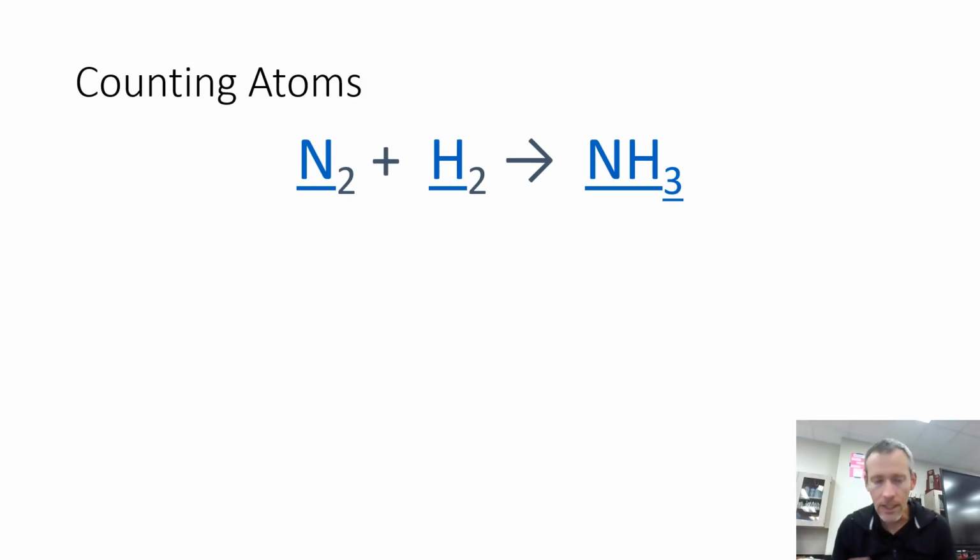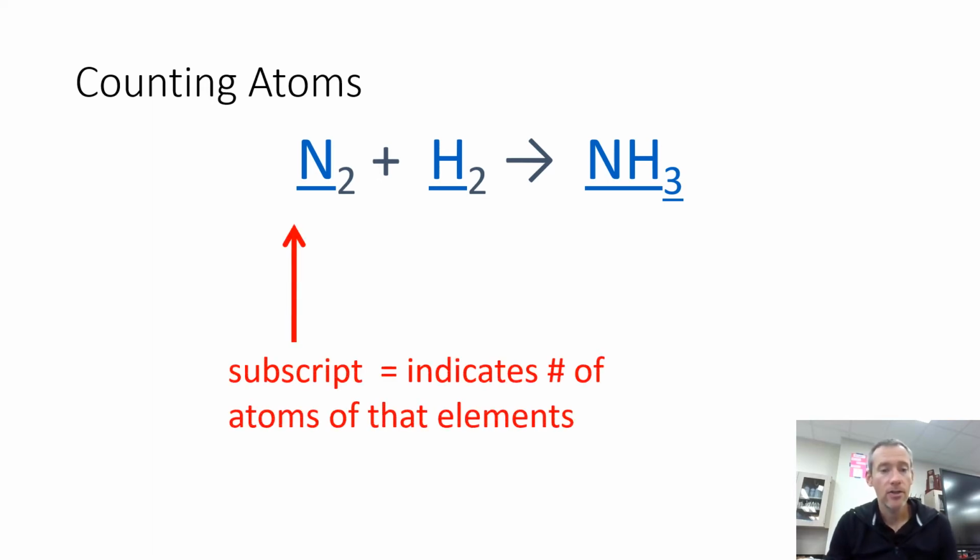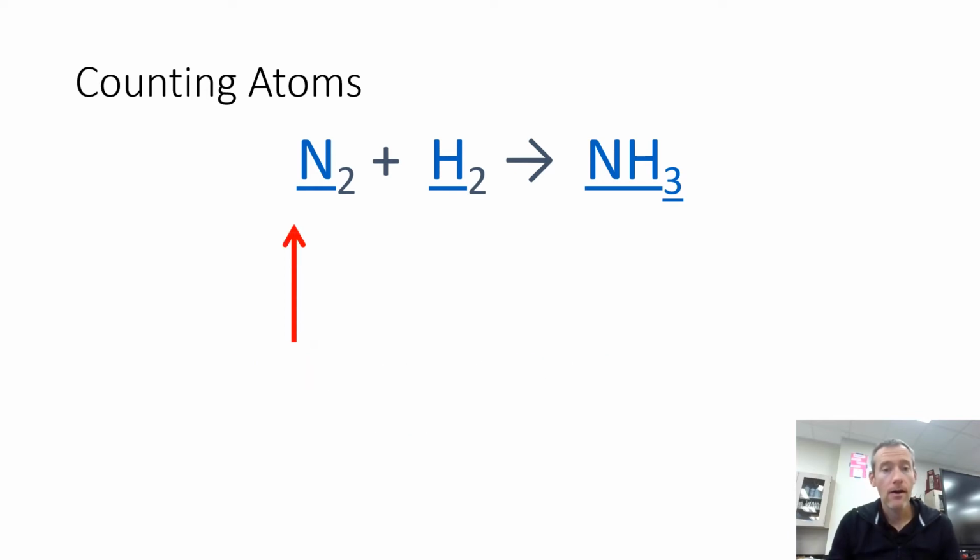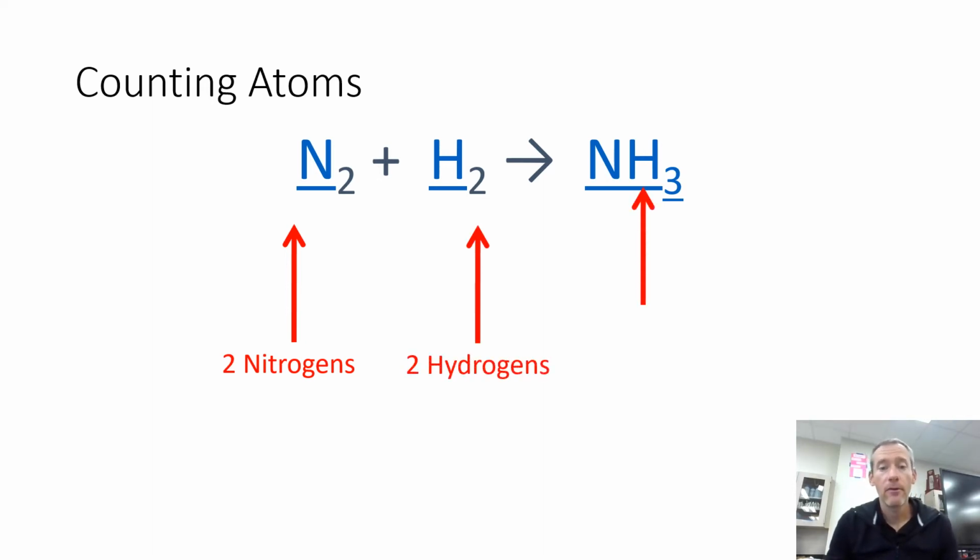All right, counting atoms. Now, again, this is all about the subscript. Knowing how many atoms you have is important because we have to make sure we have a balanced reaction. So on page 4, you are going to identify how many reactants you have. In this example of N2 and H2 yielding NH3, the subscript indicates how many atoms of that element. So for nitrogen, you have 2 nitrogen atoms. For hydrogen, you have 2 hydrogen atoms. For nitrogen, you have 1 nitrogen because there's no number there. It's going to be a 1. And for hydrogen, it is 3 hydrogens.